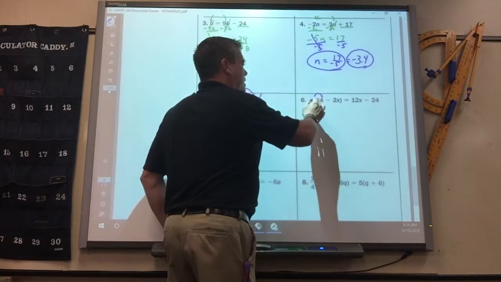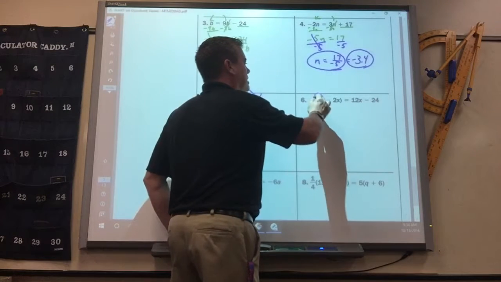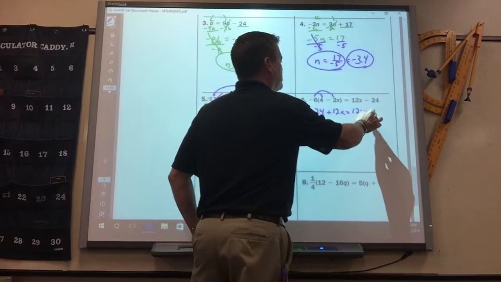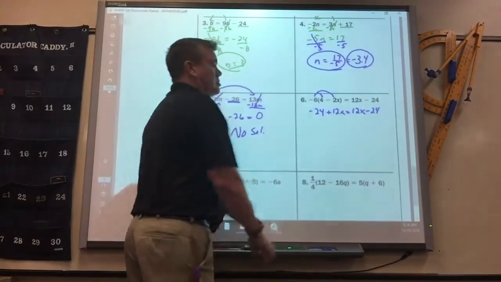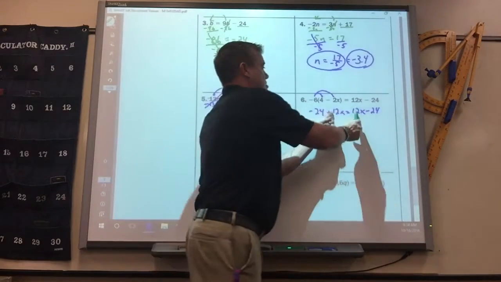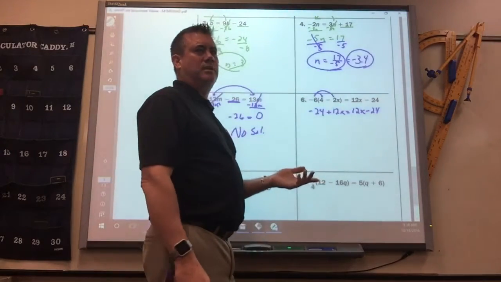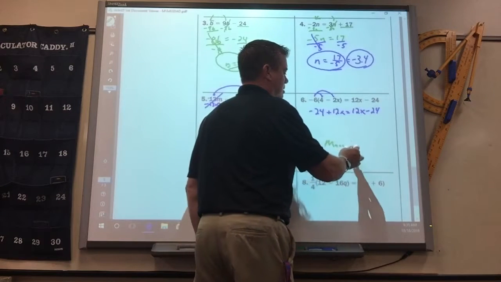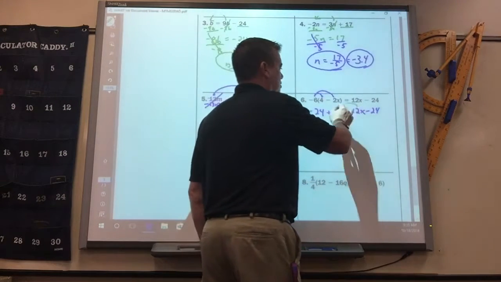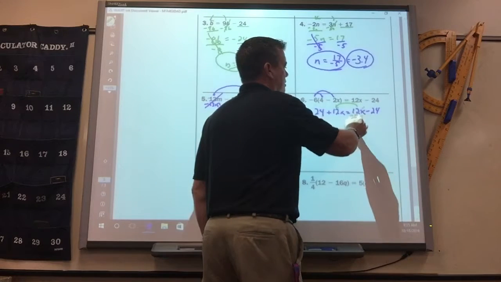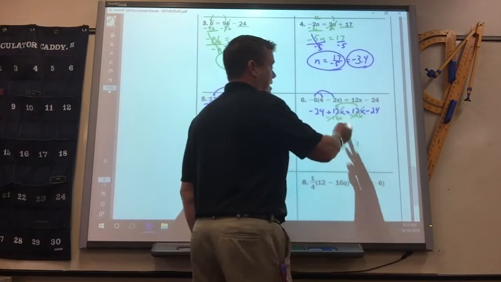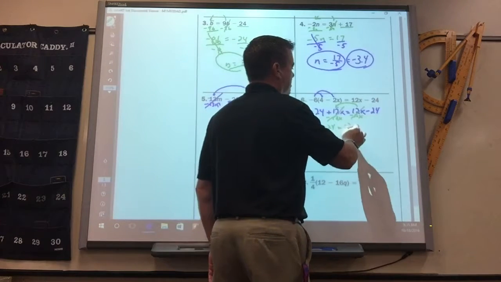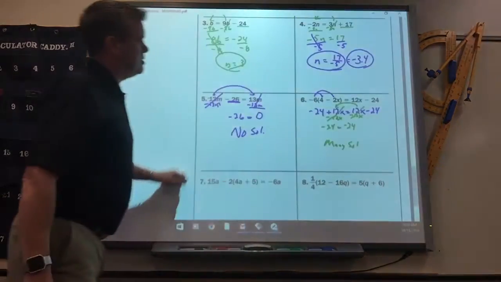Here we've got to distribute it through. Negative 6 times 4 is negative 24. Negative times negative is positive 12x. Equals 12x minus 24. They're the same, it's just in a different order. Plus 12x is on each side, and minus 24 is on each side. So if it's the same, many solutions. And you would see that if you move this over here, I'd have to subtract to get rid of it, subtract to get rid of it, and they'd cancel off both sides, and you'd be left with negative 24 equals negative 24, which is true. So it's many solutions.